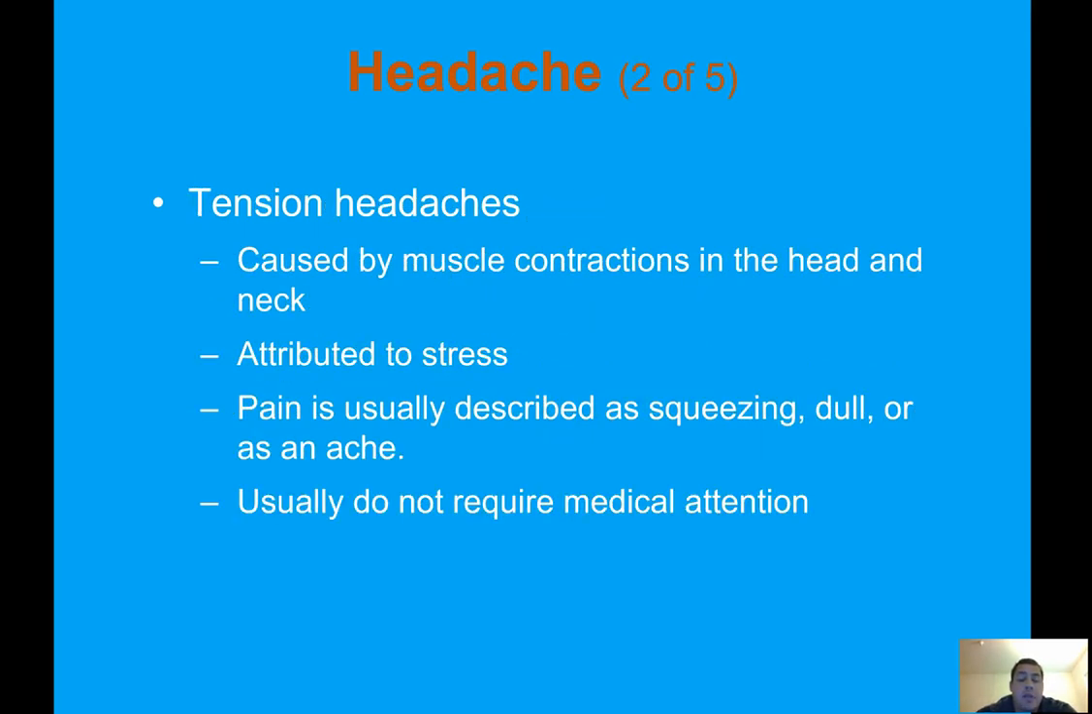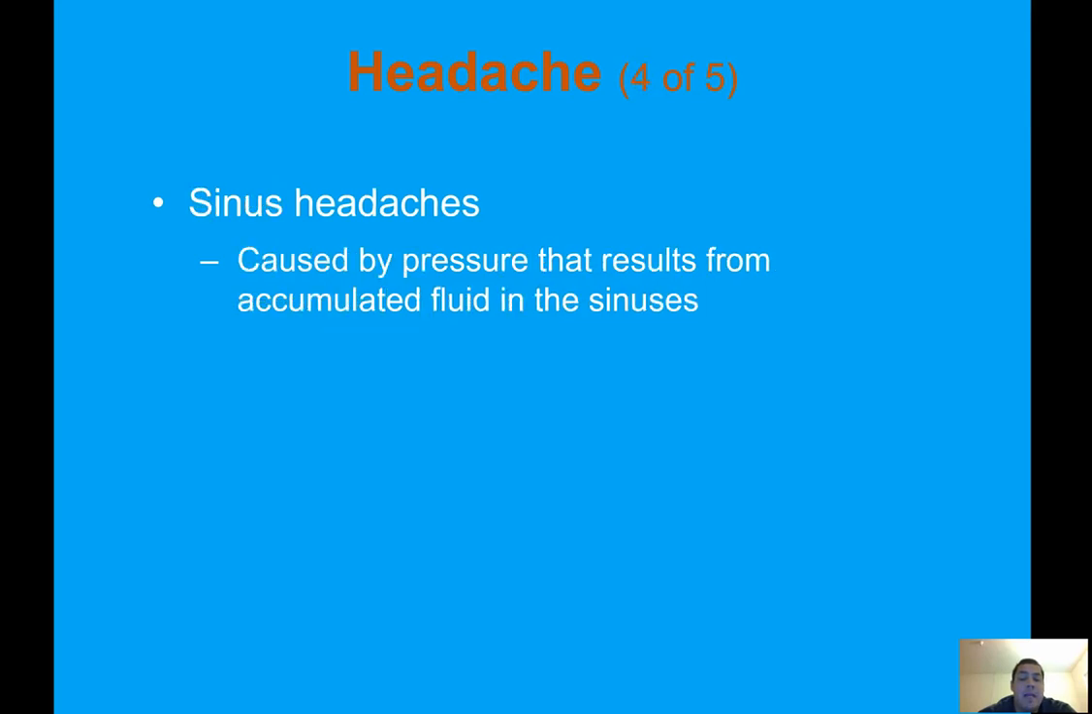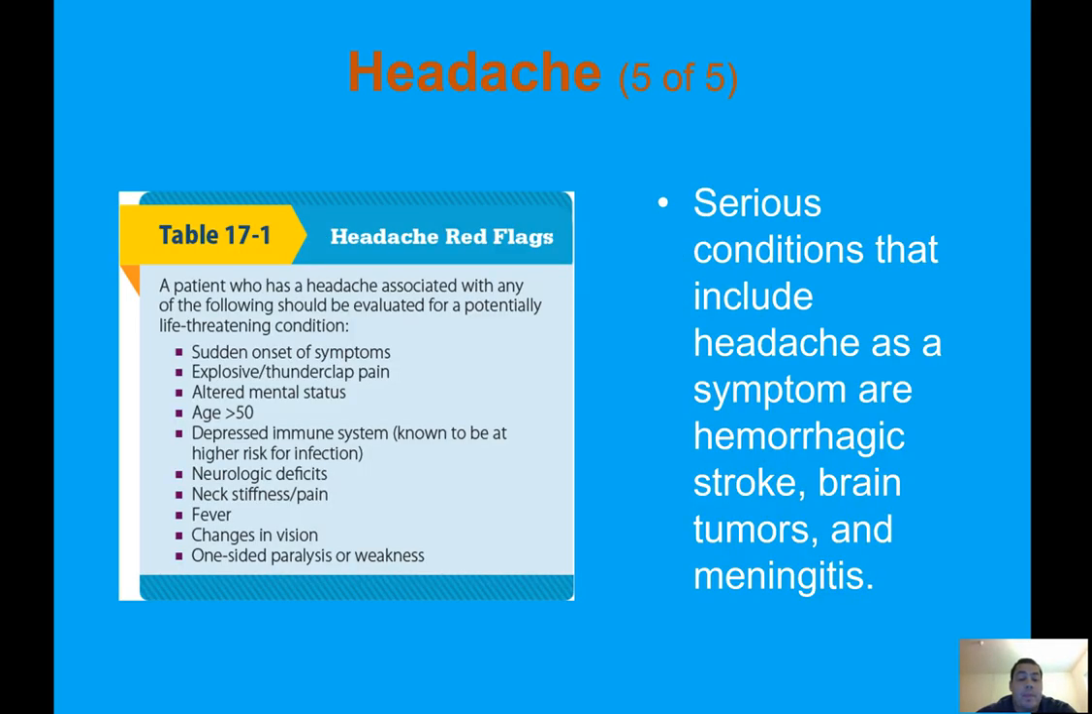So tension headaches caused by muscle contractions in the head and neck attributed to stress. Pain is usually described as a squeezing, dull, or as an ache. Usually do not require medical attention. Migraine headaches thought to be caused by changes in the blood vessel size in the base of the brain. Pain is usually described as pounding, throbbing, and pulsating. Often associated with nausea and vomiting, it may be preceded by visual changes. It can last for several hours, or several days. Sinus headaches caused by pressure that results from accumulated fluid in the sinuses. So serious conditions that include headache as a symptom are hemorrhagic stroke, brain tumors, and meningitis.